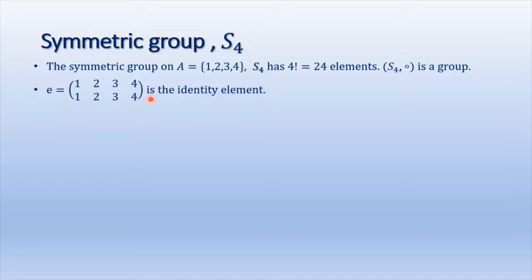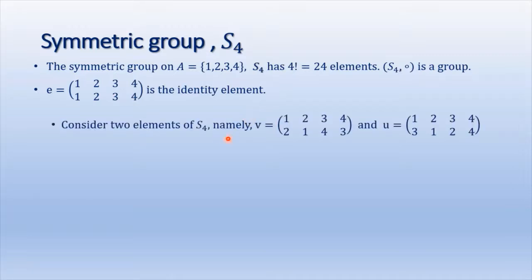We'll do some composition on these functions in S4. Consider two elements of S4, namely V is equal to 1, 2, 3, 4 in the first row and 2, 1, 4, 3 in the second row, and U is equal to, as usual, 1, 2, 3, 4 in the first row and the rearrangement 3, 1, 2, 4 in the second row. Now we can find UV and also VU.